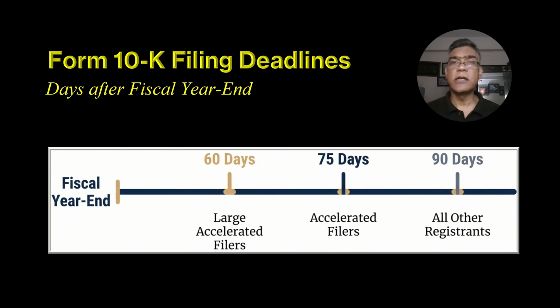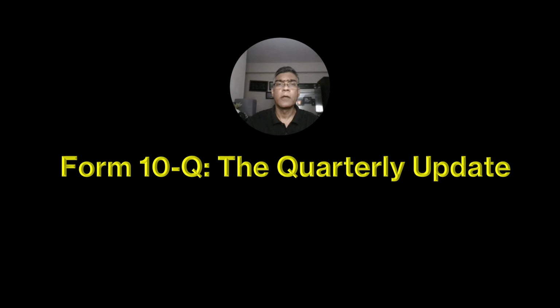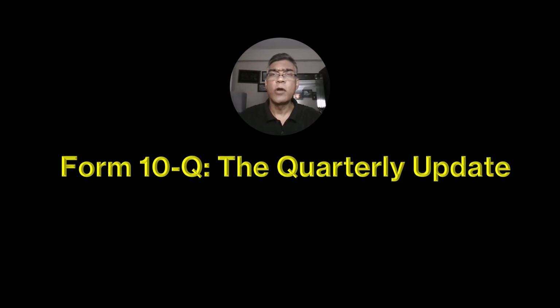So when you see this timeline, think of it as the discipline of disclosure, the rhythm that keeps corporate accountability in sync with investor expectations. Form 10Q is the quarterly pulse check. It is unaudited but still critical. It shows condensed financials, MD&A, and updates since the 10K. Imagine it is a quarterly progress report. Investors don't want to wait a whole year to see how you are doing.